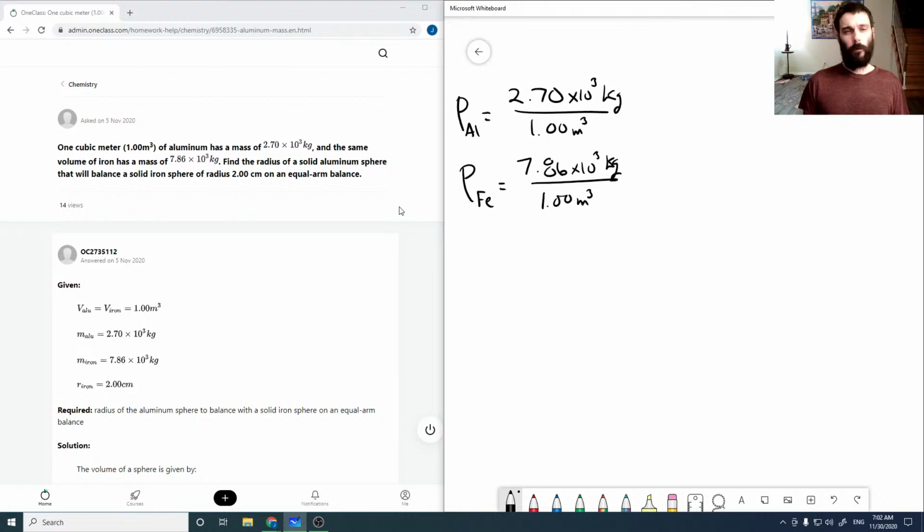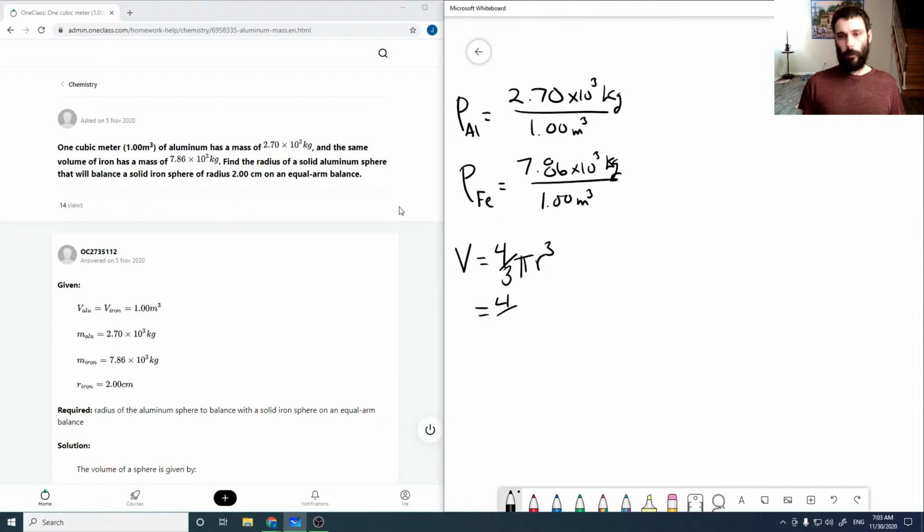And so we're asked to find the radius of a solid aluminum sphere that will balance a solid iron sphere of radius 2 centimeters on an equal iron balance. So we're looking for what radius an aluminum sphere would have to have to have the same mass as an iron sphere with a radius of 2 centimeters. So volume of a sphere is 4/3 pi r cubed, and that's going to get us to our mass through the density that we're given in the question.